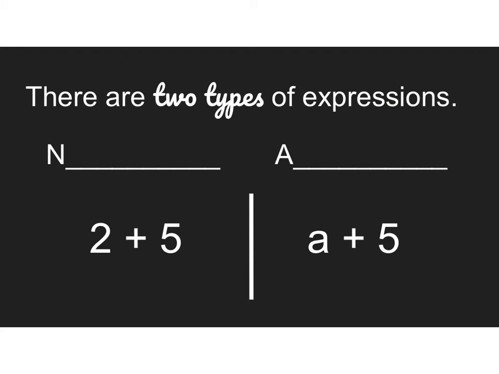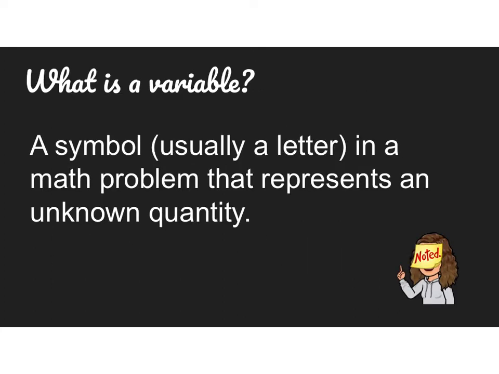So here are those two types of expressions. The expression that has only numbers is the one we would call numeric. And the expression that has a variable in it is the one we would call algebraic. Remember that a variable is usually a letter in a math problem, and it just represents a quantity that we don't know yet. Sometimes we can solve it and figure out the value. Sometimes we can't.